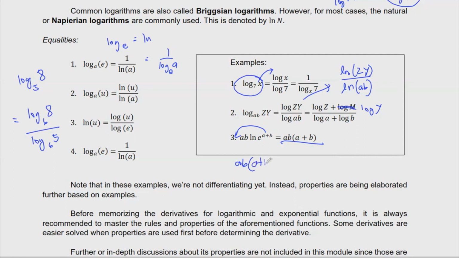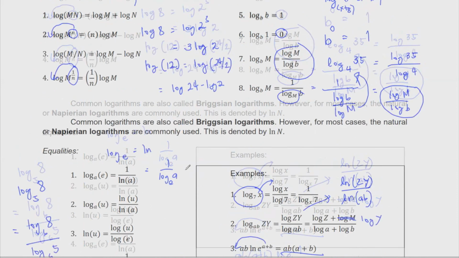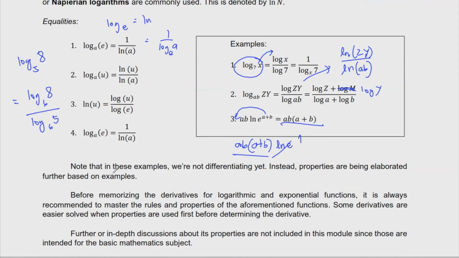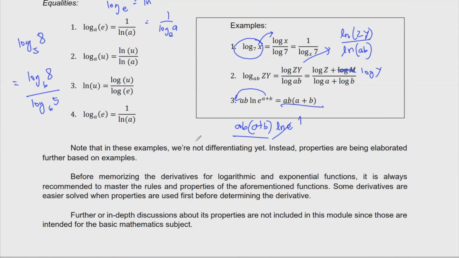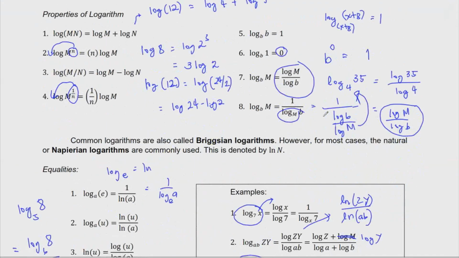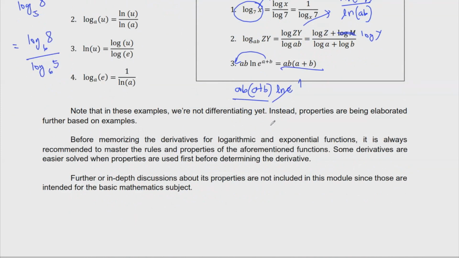So that's a plus b, and then we're left with ln of e. And we know very well that ln of e is actually 1. So we're left with ab and then a plus b. So it's also a very good example wherein we could apply these rules here as well as those that are stated here. Now, there's a note here, and I would also like to emphasize this. We're not actually differentiating. We're just applying the properties so that we can prepare for the logarithmic expression that we might be dealing with in this problem.